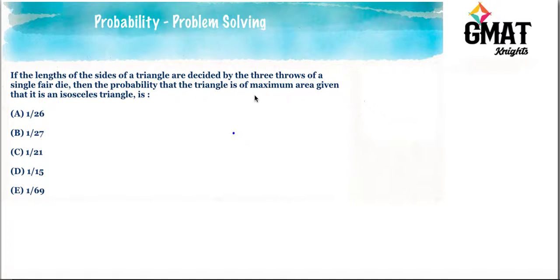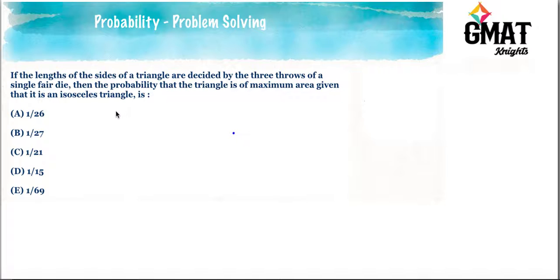If the lengths of the sides of a triangle are decided by the three throws of a single fair die, then the probability that the triangle is of maximum area given that it is an isosceles triangle is.